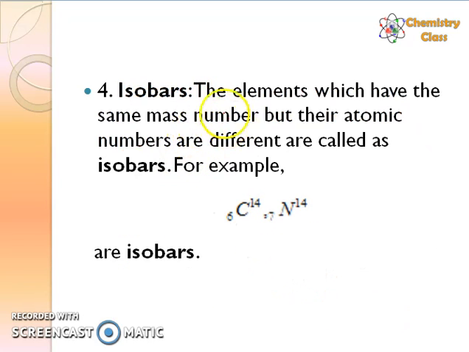Next, we have isobars. Now, what are these isobars? The elements which have the same mass number, but their atomic numbers are different, are called isobars. You can see here the carbon and the nitrogen atom. So carbon with the atomic number of 6, nitrogen with the atomic number 7, but the mass number is the same, 14. So these are the isobars.